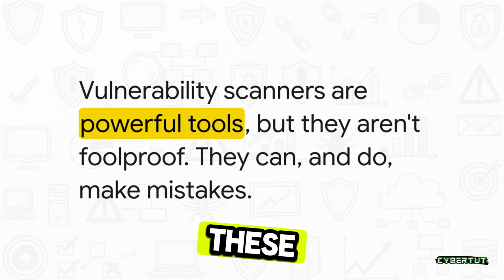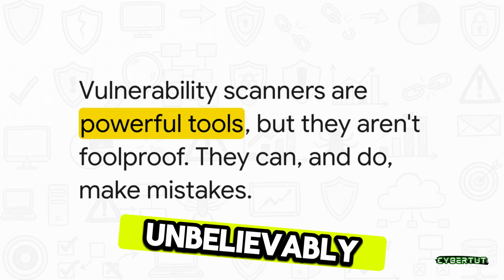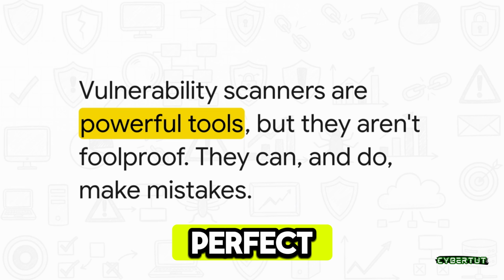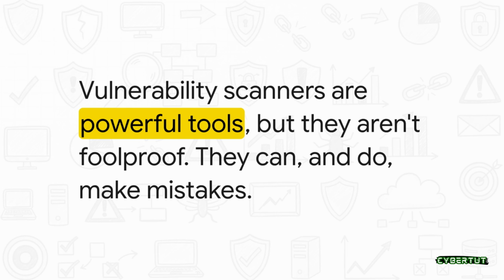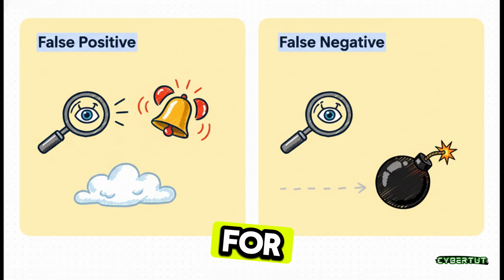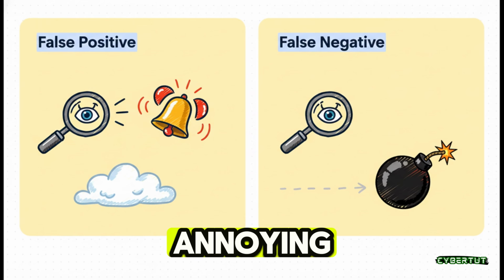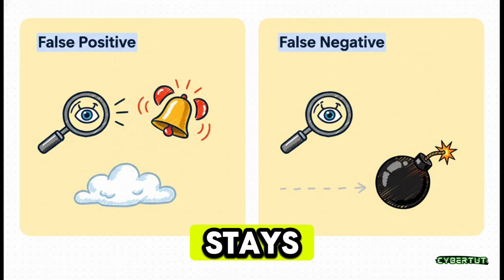You have to remember, these scans are all done by automated tools, and we use them because they are unbelievably powerful and efficient. But they are not perfect. They aren't human, and they can, and they absolutely do, make mistakes. There are two main types of errors an analyst is always on the lookout for. A false positive is like the smoke alarm going off because you burnt some toast. It's annoying, but there's no real fire. But then there's the much more dangerous one, a false negative. That's when there is a real fire in the house and the smoke alarm stays silent.